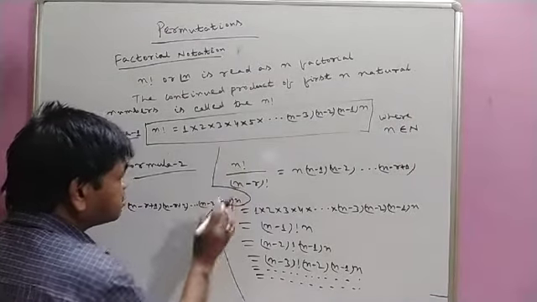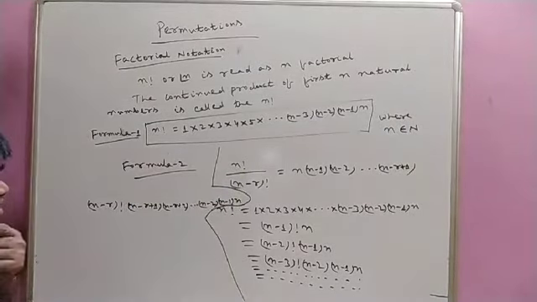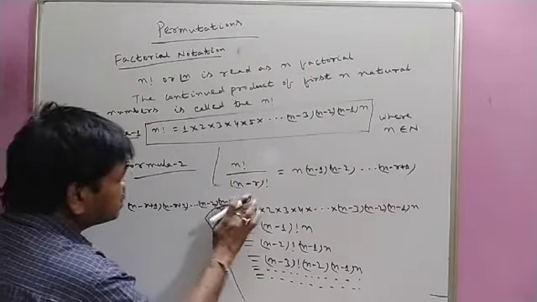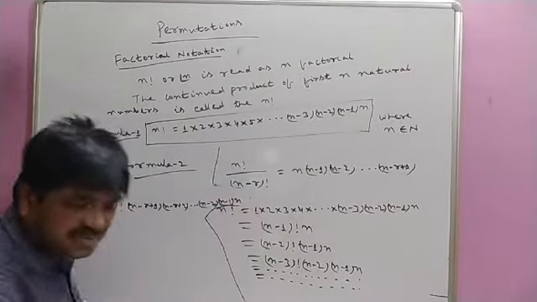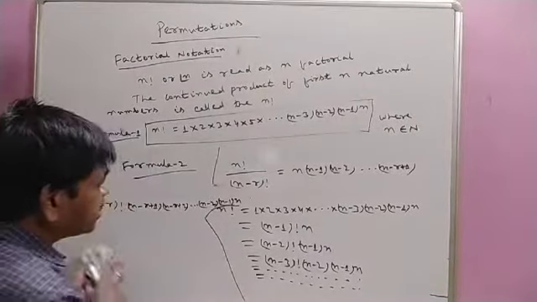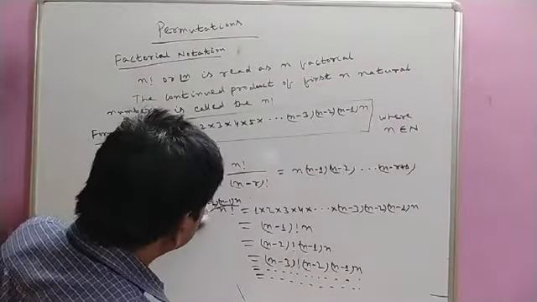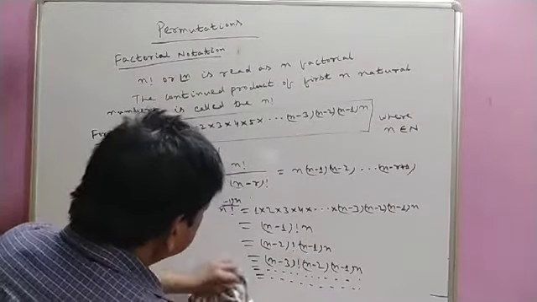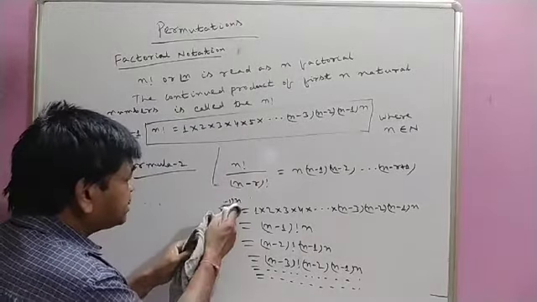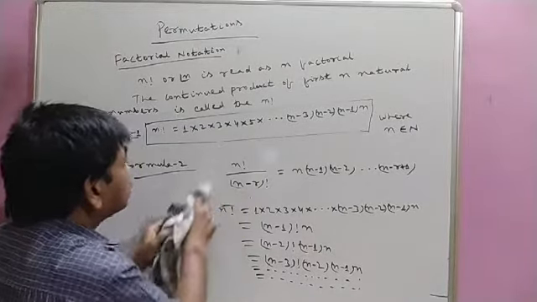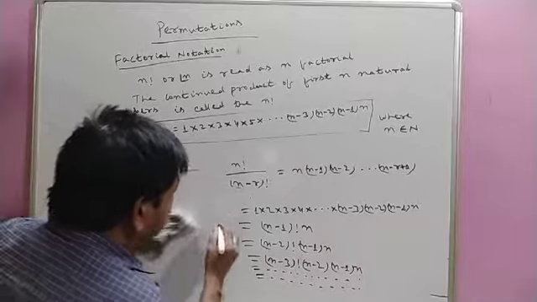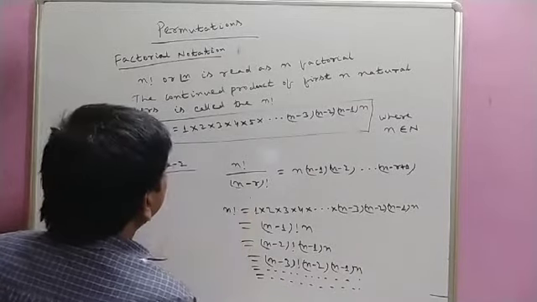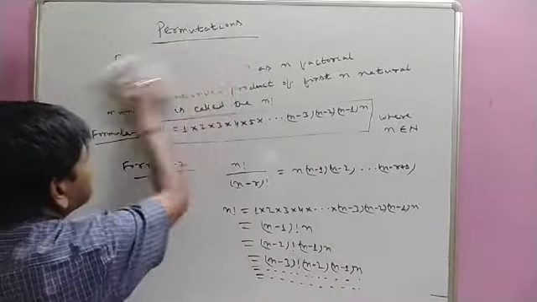So now let us write once again. Lack of space doesn't permit me to write it here. It is better we write here. So now this is n factorial. So now I am writing here.